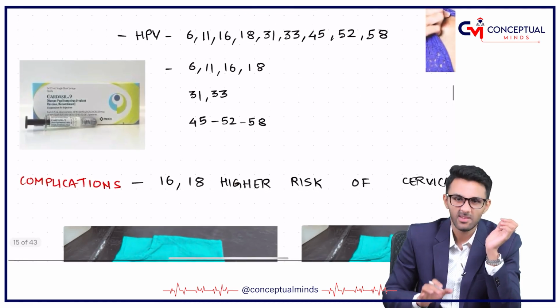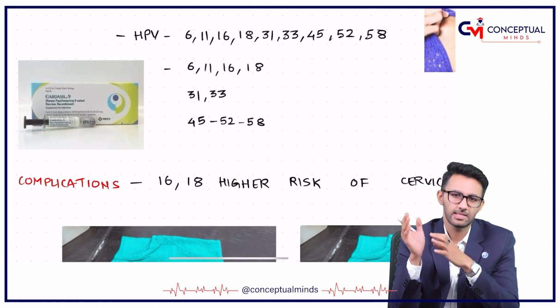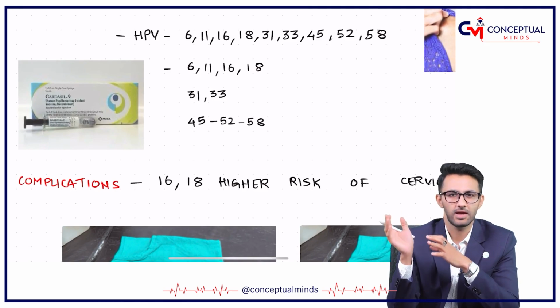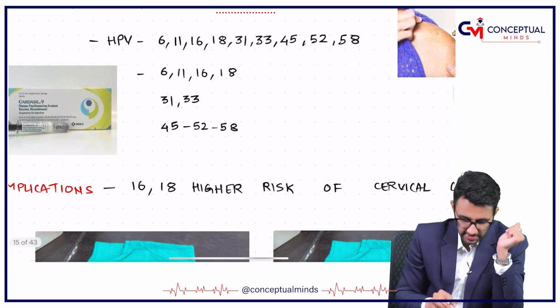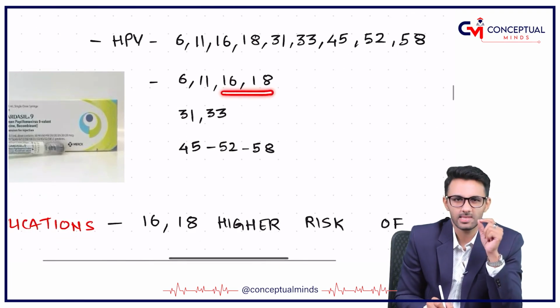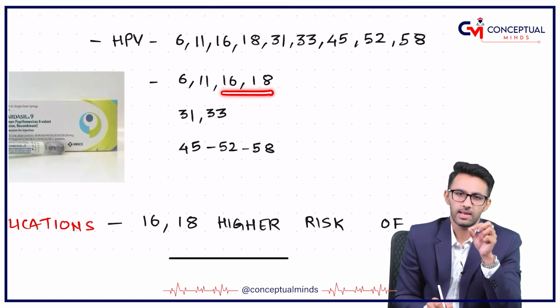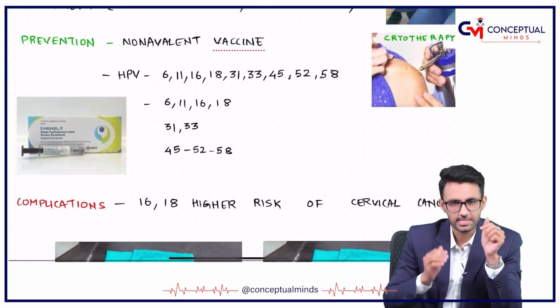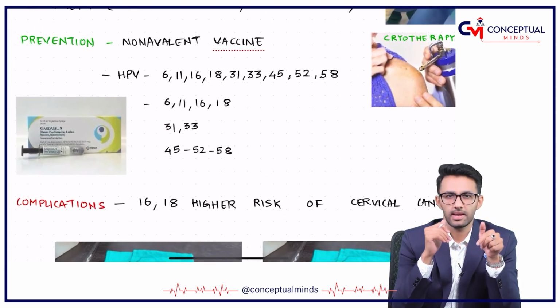Okay, so we can repeat it once again: 6, 11, 16, 18, 31, 33, 45, 52, 58. That is it. And the higher ones, 16 and 18, these are the ones that cause cervical cancer. So this is the OBGY point here, that it causes cervical cancer.